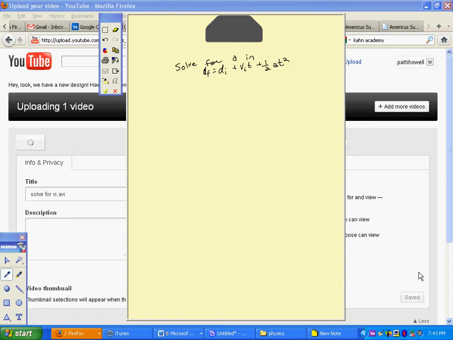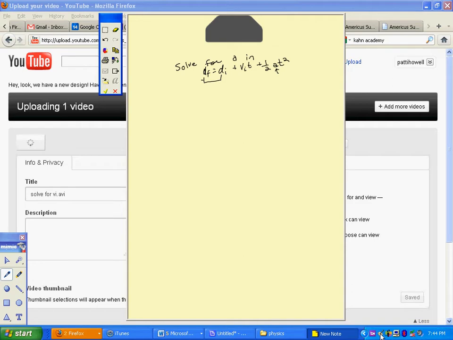This time, we're going to solve for acceleration in the equation df equals di plus vit plus 1/2 at squared. This one's going to be a little bit complicated, but not too bad. The first thing I want to do is get rid of df and di and just use one term instead of two.